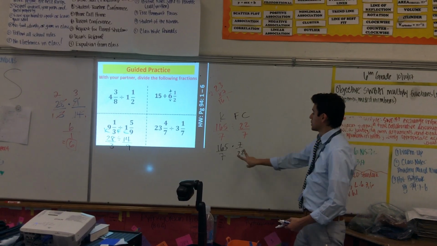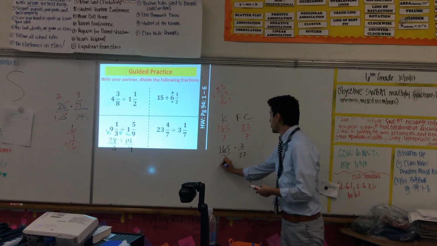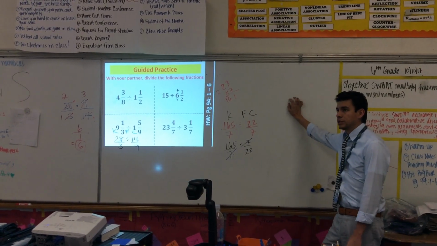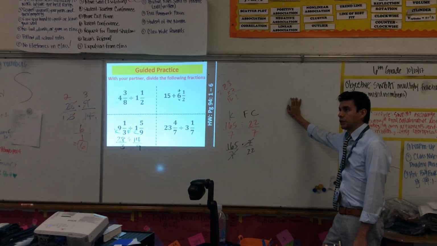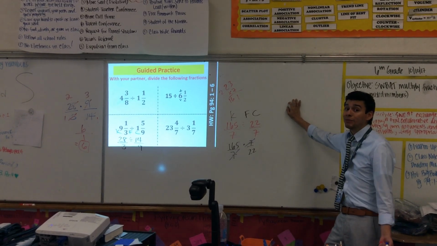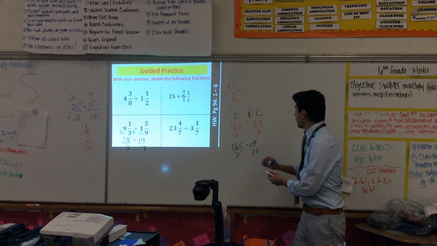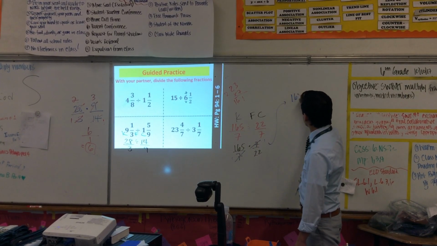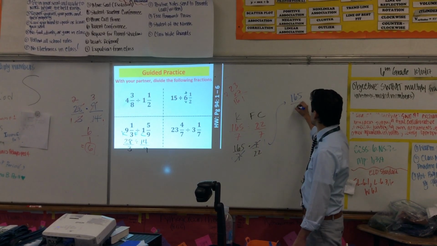Okay, these 7s cancel out. What number goes into 165 and 22? I have no idea, so I'm going to have to do it the long way. This becomes 1. 165 times 1 is 165. 1 times 22 is 22.